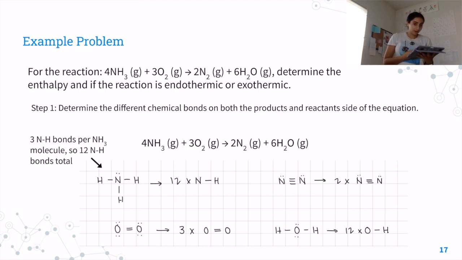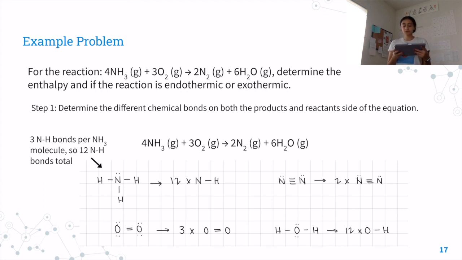Next, let's look at our other reactant of oxygen gas. In 1 molecule of oxygen gas, we have an oxygen-oxygen double bond. But if we have 3 molecules, we are going to multiply that by 3 and end up with 3 oxygen-oxygen double bonds. On our product side, N2 has a nitrogen-nitrogen triple bond, but we have 2 moles of N2 in our reaction, so we're going to multiply that by 2. And therefore, in this reaction, we have 2 nitrogen-nitrogen triple bonds.